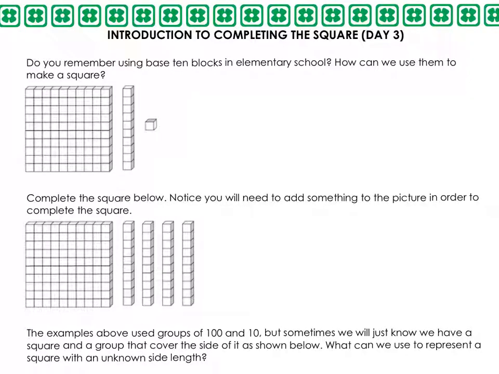Okay, welcome to video 10.3 here. Today we're going to be talking about completing the square.